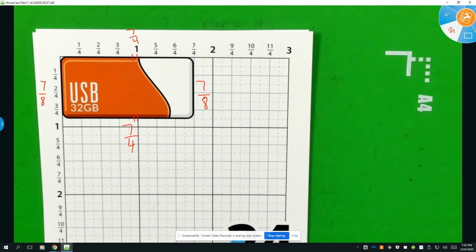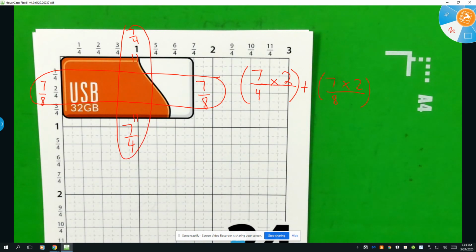Now let's do this algebraically. So we're going to say 7/4 times 2 plus, and we're just going to do this as some expression, 7/8 times 2. The reason we're doing it times 2 is we have two groups of 7/8 right here and two groups of 7/4 right here. So 7 times 2 is 14/4 plus 7 times 2, we have 14/8.